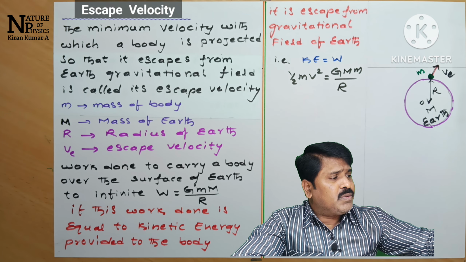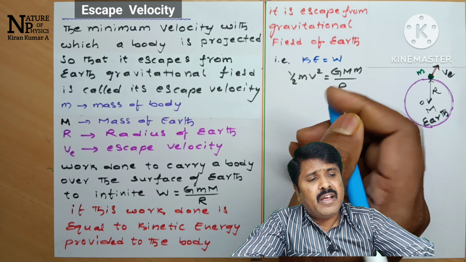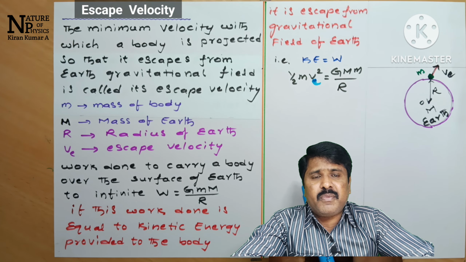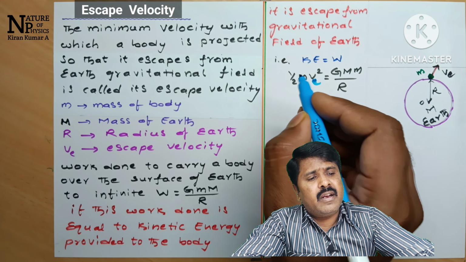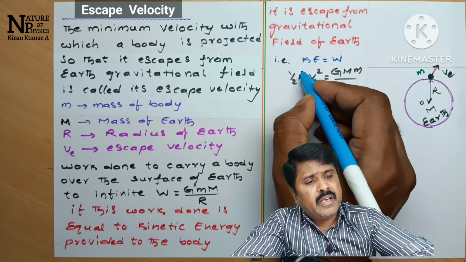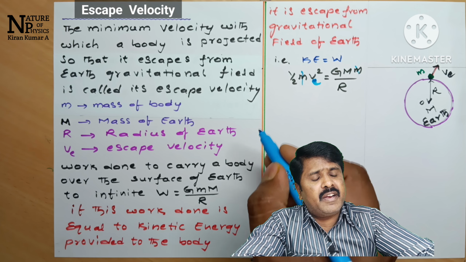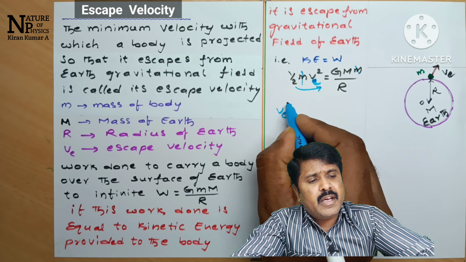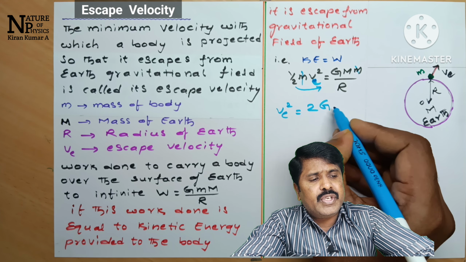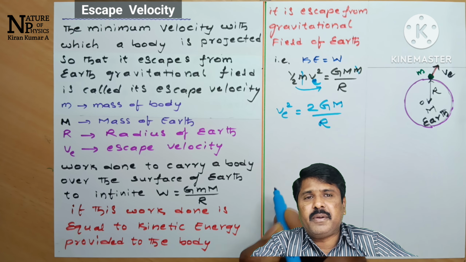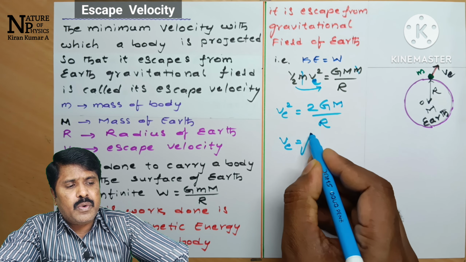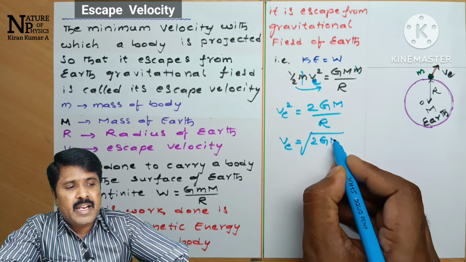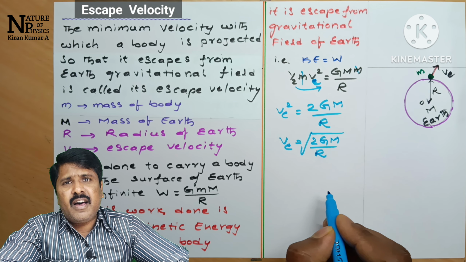So the velocity is what velocity, students? Escape velocity, simply represented as Ve. Continuing the derivation, in this equation the small m gets cancelled on the LHS and RHS, and cross multiplying the 2, I get Ve square equals 2 G M divided by R. Now Ve equals the square root of 2 G M divided by R.